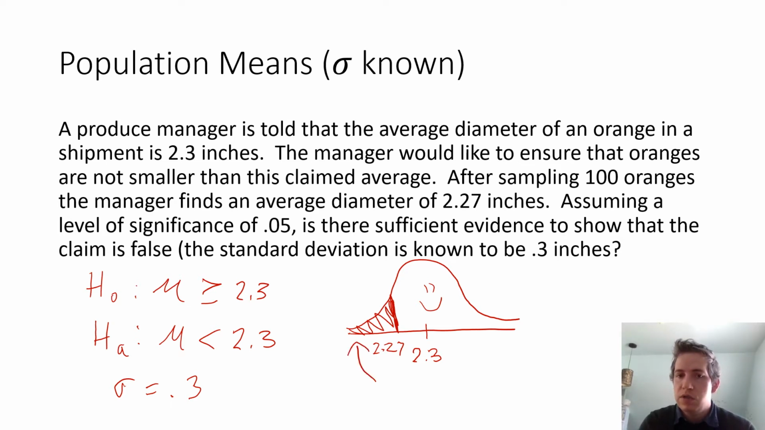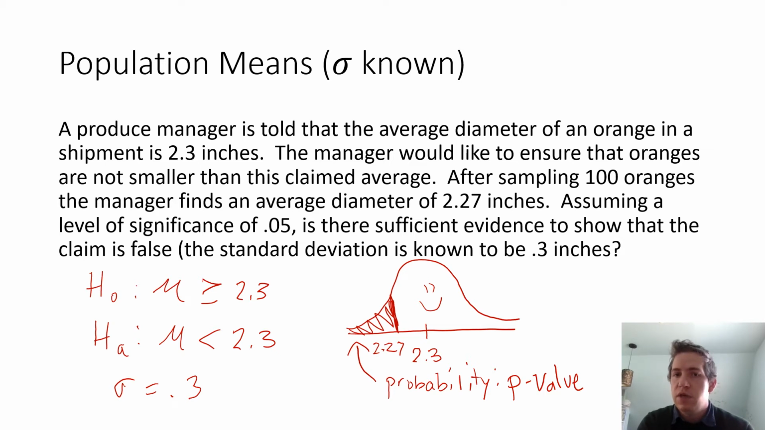So what I want to do is calculate that area, because that would be my probability that I'm able to get what I got, assuming that it's true that it's 2.3 inches. This probability is called the p-value. So we call the p-value the probability that we get the statistic that we got, assuming that the null hypothesis is true.